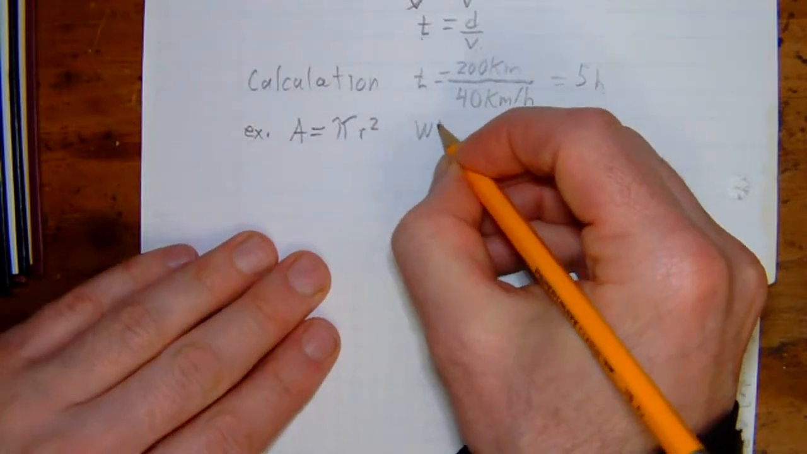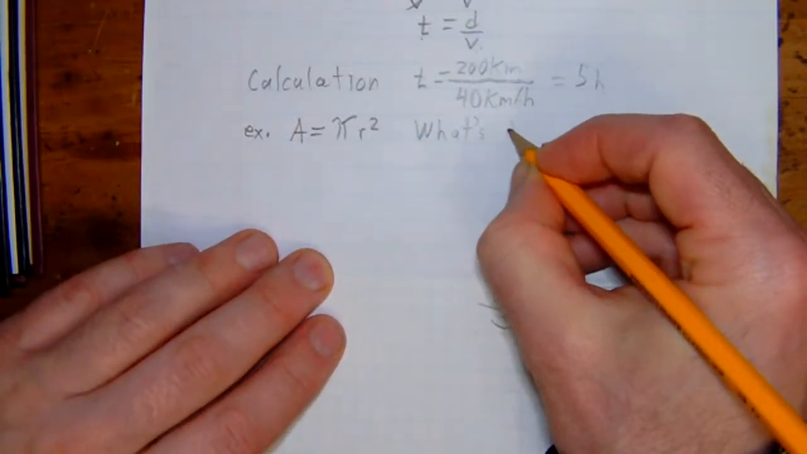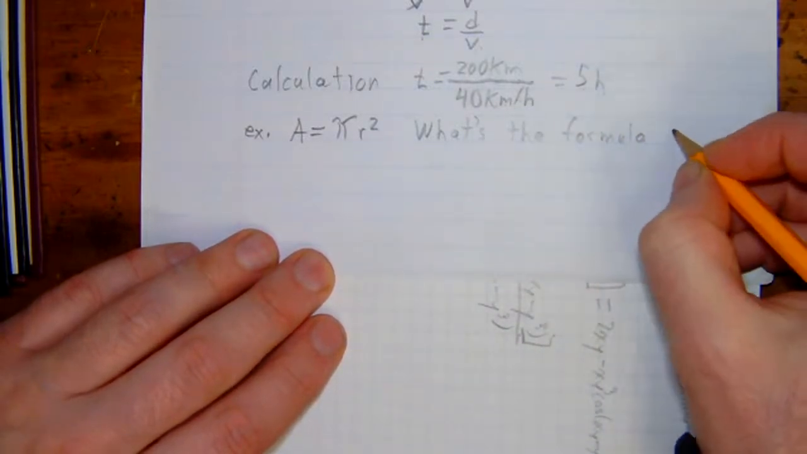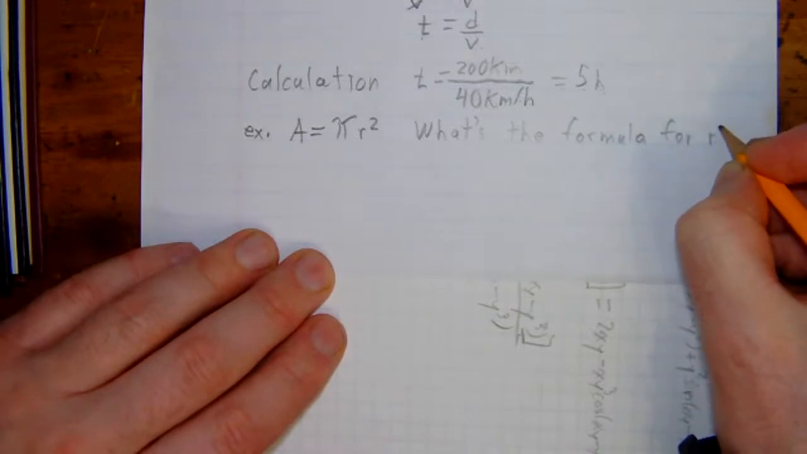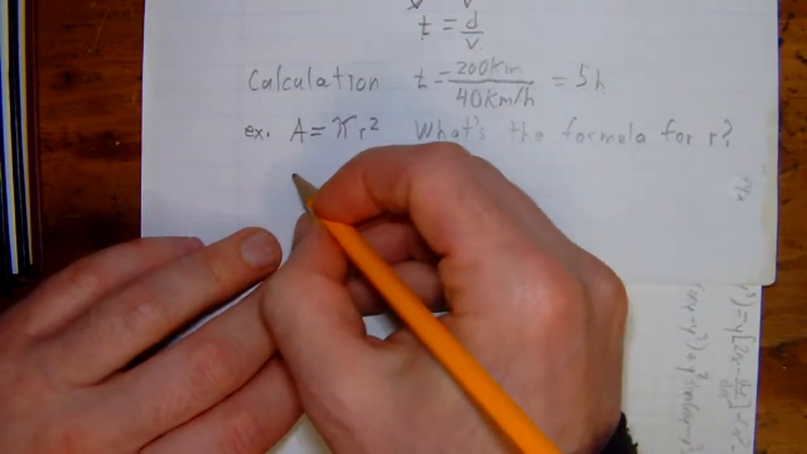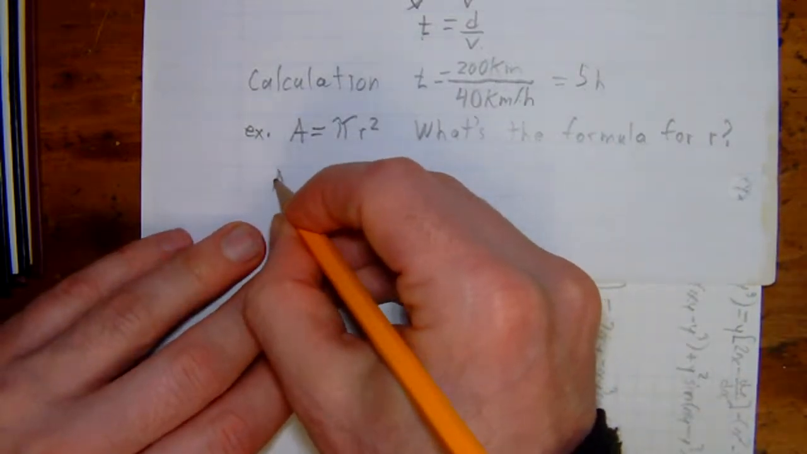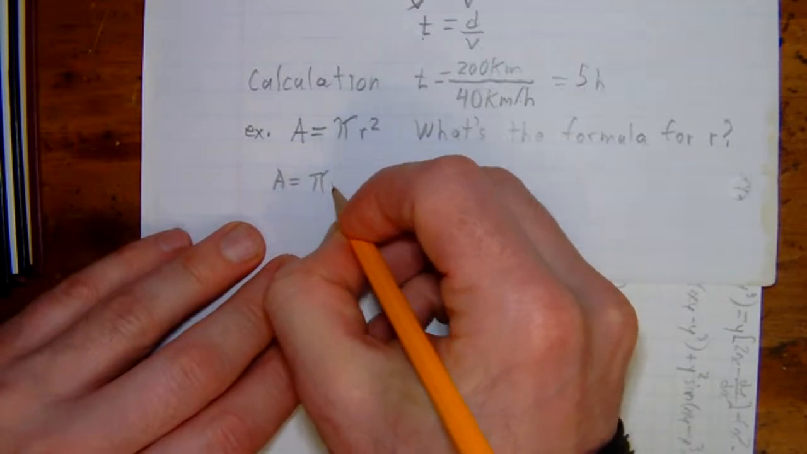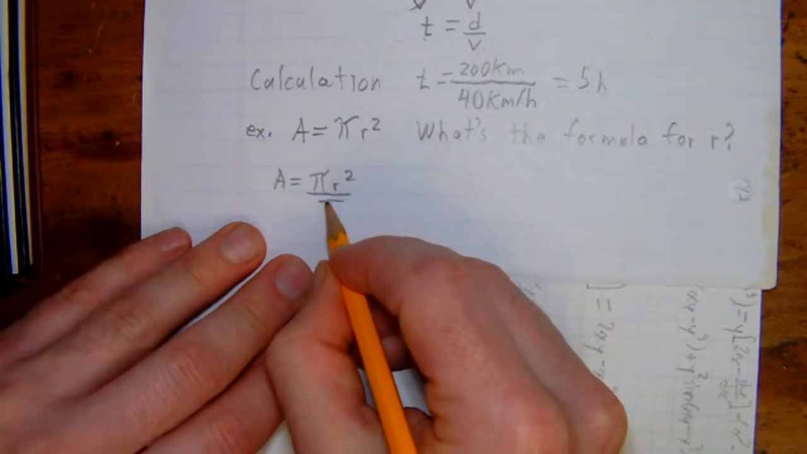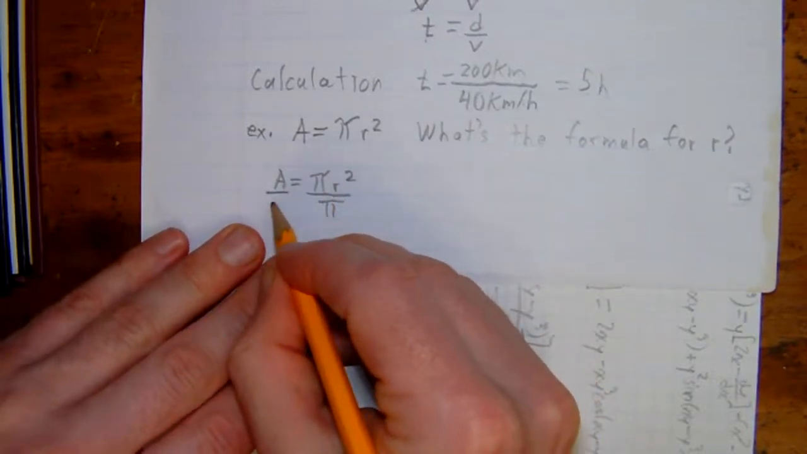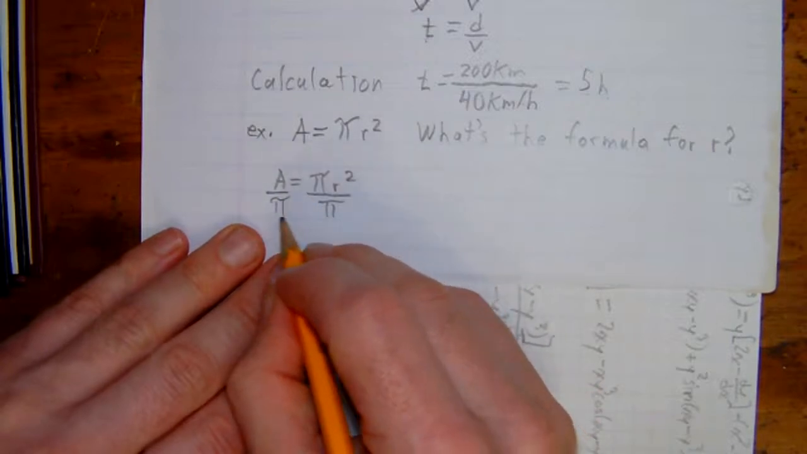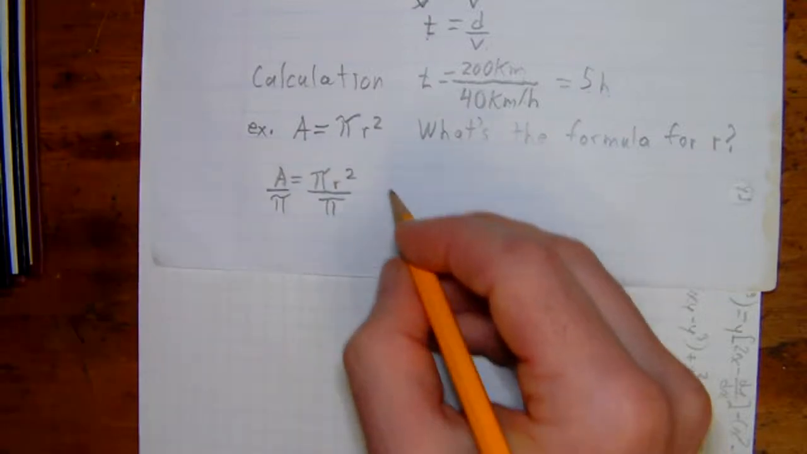So what if we want a formula for r? Let's say we know the area of a circle, we want to find out its radius. Well, we can go and do the exact same thing. Pi r squared, we're trying to get r by itself, so we want to get rid of that pi. Since it's multiplying the r, we're going to divide by pi, and whatever we do on one side, we have to do on the other. So that's our first step.